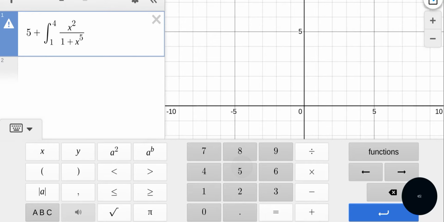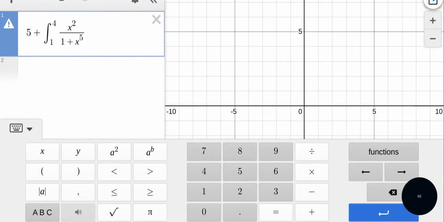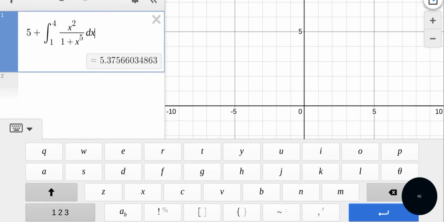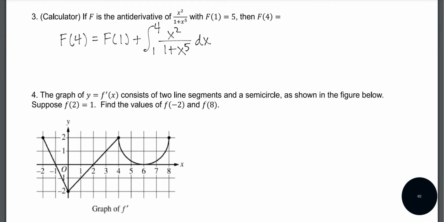I am going to double check that. Right here, I've got x squared over 1 plus x to the 5. That looks right. I need a dx, so I'm going to type that there and then get 5.376. All right, 5.376.